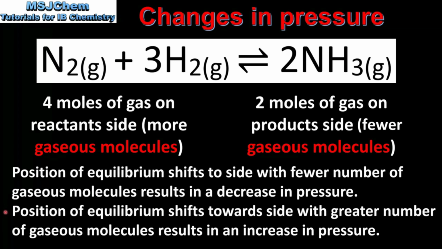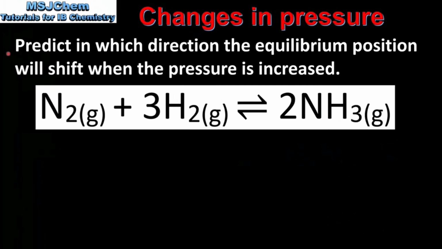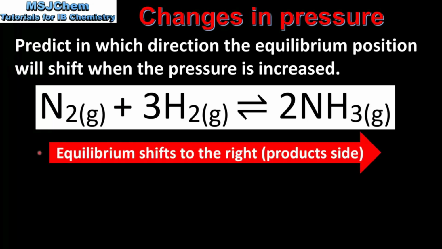And when the position of equilibrium shifts towards the side with a greater number of gaseous molecules, this results in an increase in pressure. So when we make predictions about in which direction the position of equilibrium will shift for changes in pressure, we need to consider the number of gaseous molecules in the reactants and products. So in the next example, we'll predict in which direction the equilibrium position will shift when the pressure is increased. An increase in pressure shifts the equilibrium position to the right, which is the product side.